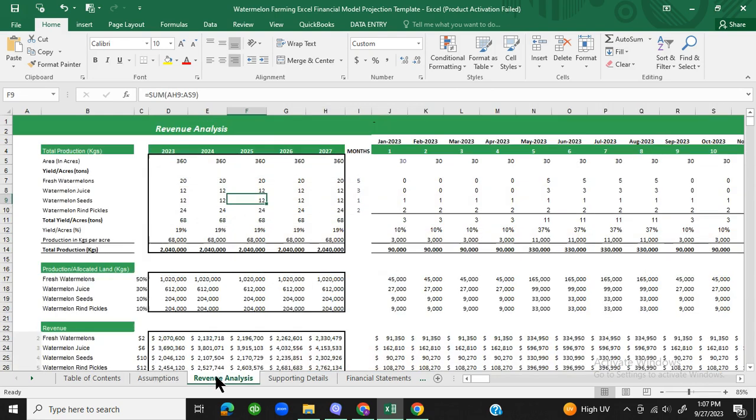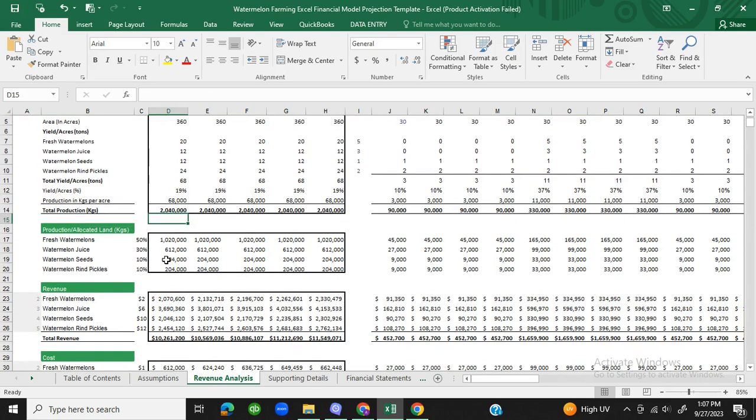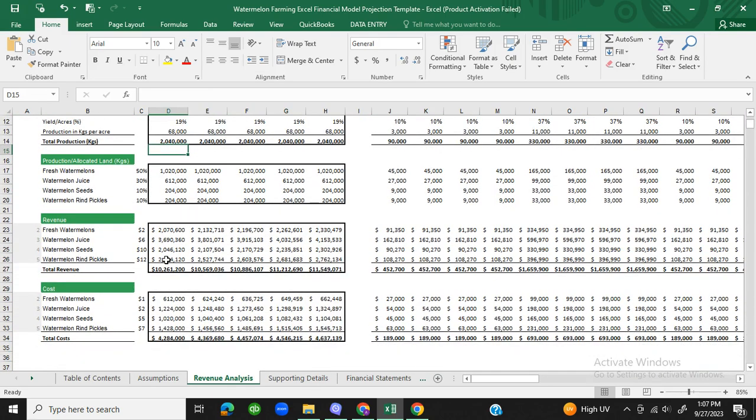Moving on to the next sheet, we have revenue analysis. Now we have included revenue analysis both annually and monthly. We have not only included revenue analysis but also production budgets analysis and also cost of goods sold analysis.